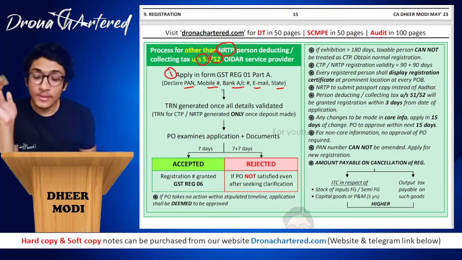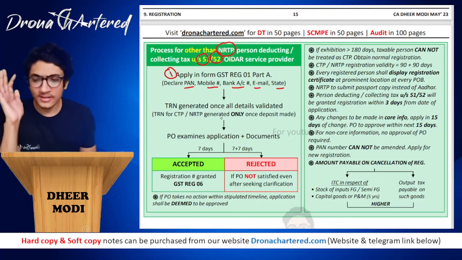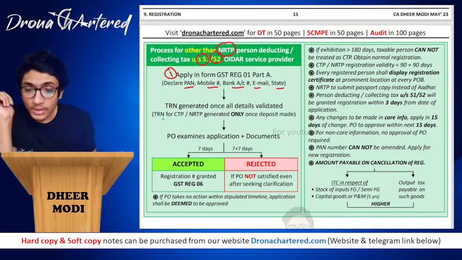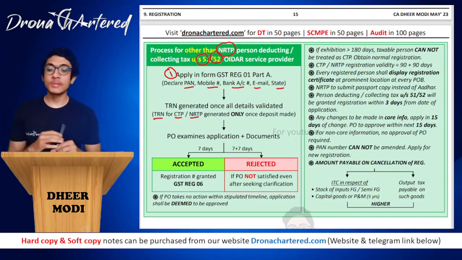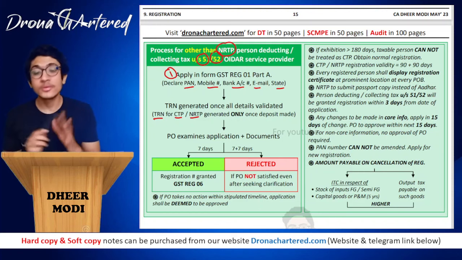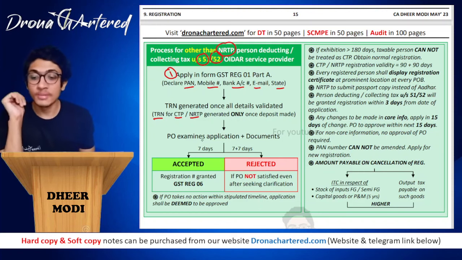Okay. Then once all of this you have done, your TRN will be generated. That is your transaction reference number, generated once all details have been validated. So TRN for CTP and NRTP will be generated only once deposit is made. So your CTP and NRTP people have to first make a deposit just to get a GST registration. Only once they make the deposit will this TRN be generated.